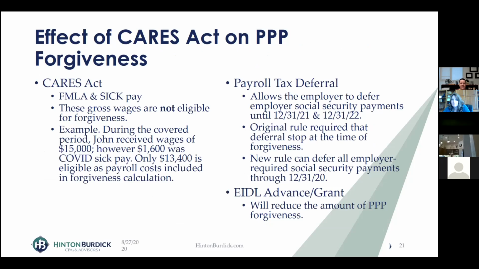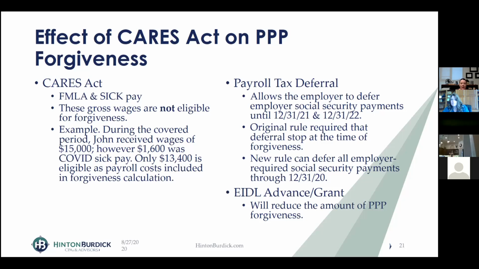Some other programs that are going on at the same time as the Payroll Protection Program are the Extended Family Medical Leave Act and the Sick Pay Act. Those are government-sanctioned paid time off. If you're not aware of these, reach out to your payroll people, reach out to us, or do some research on the web. Those are programs that allow the government to help you pay for sick pay and extended family medical leave in particular circumstances.